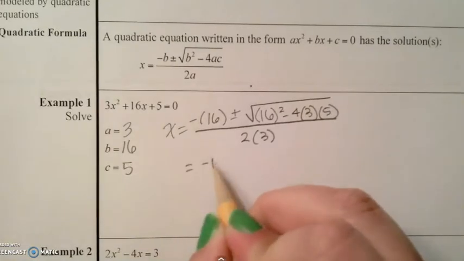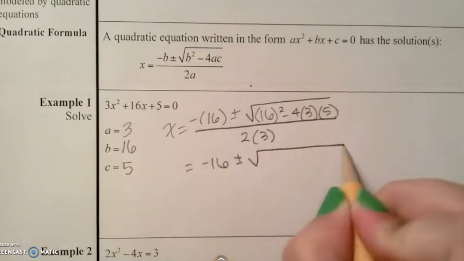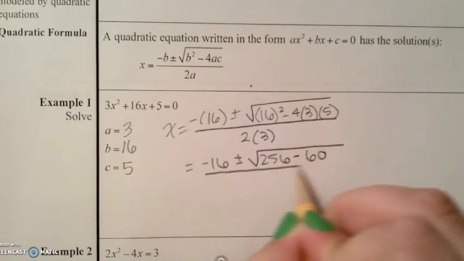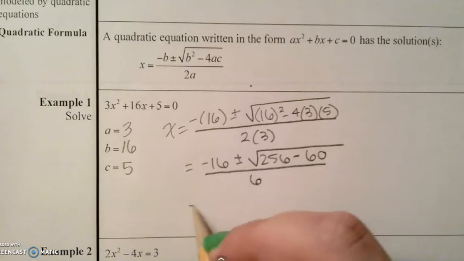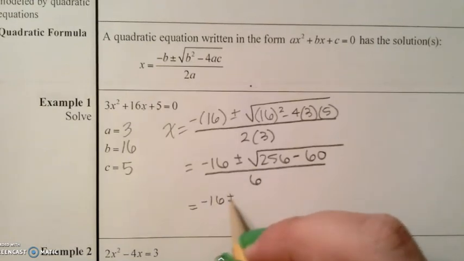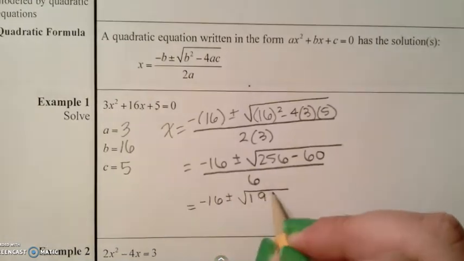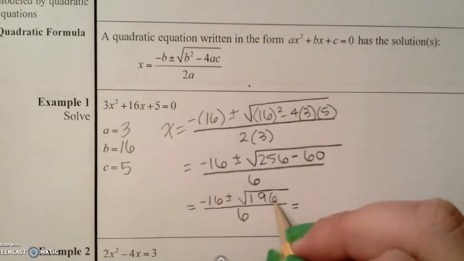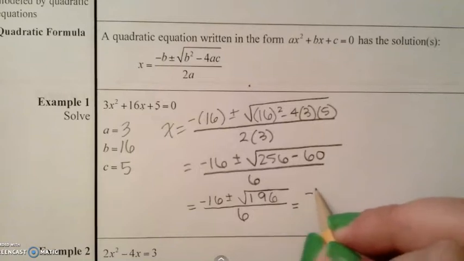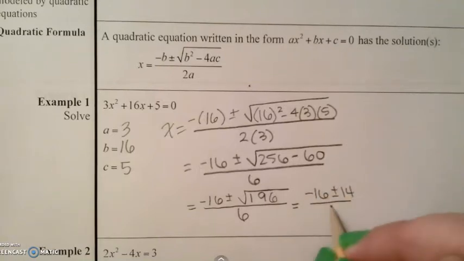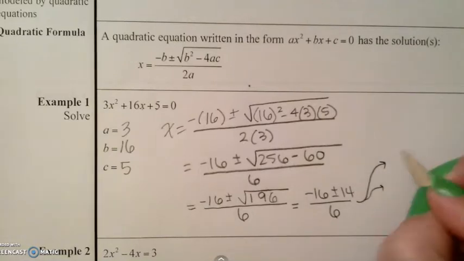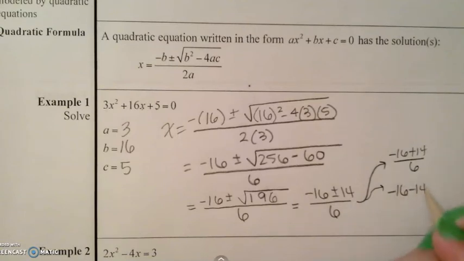So negative 16 plus or minus the square root of 256 minus 60 divided by 6, not too bad, equals negative 16 plus or minus the square root of 196 divided by 6. Square root of 196 is 14, so that's nice. Negative 16 plus or minus 14 over 6. So this is actually our two answers. Negative 16 plus 14 over 6. Negative 16 minus 14 over 6.